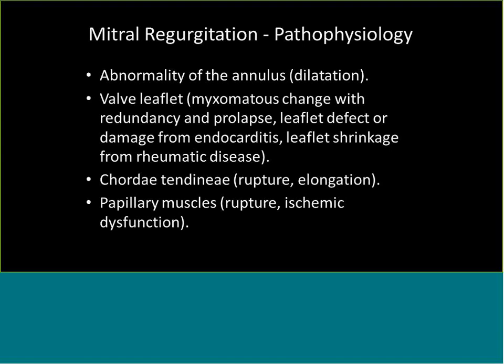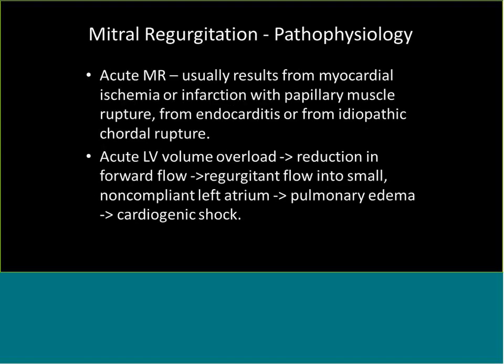Chordae tendineae can rupture or elongate, and that happens a lot in the case of ischemic MR, and also papillary muscle rupture from ischemic dysfunction. So, regurgitation of the mitral valve typically results from myocardial ischemia or infarction with papillary muscle rupture. It can be from endocarditis or also from idiopathic cord rupture. You can just pop a cord.